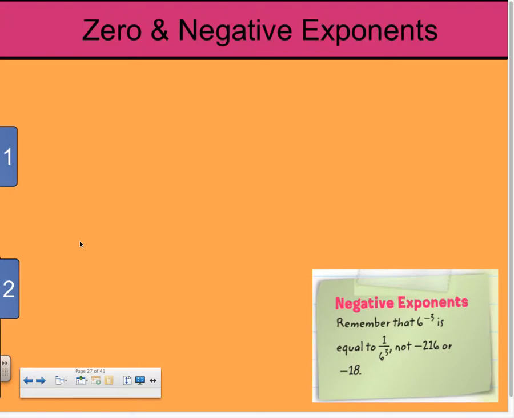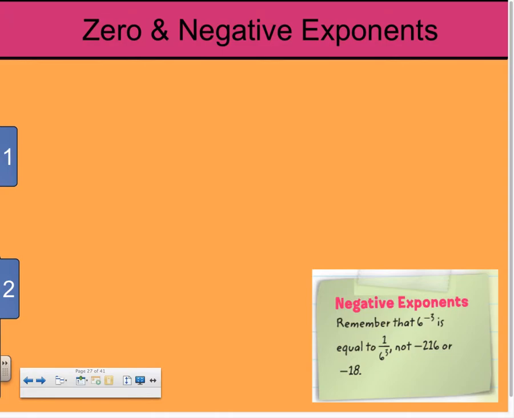We have been learning about exponents in many different ways. We've been learning about powers and exponents. We've been learning about the laws of exponents. And today we're going to learn about when an exponent is zero and also when an exponent is negative. So we should be on page 44 in the book.